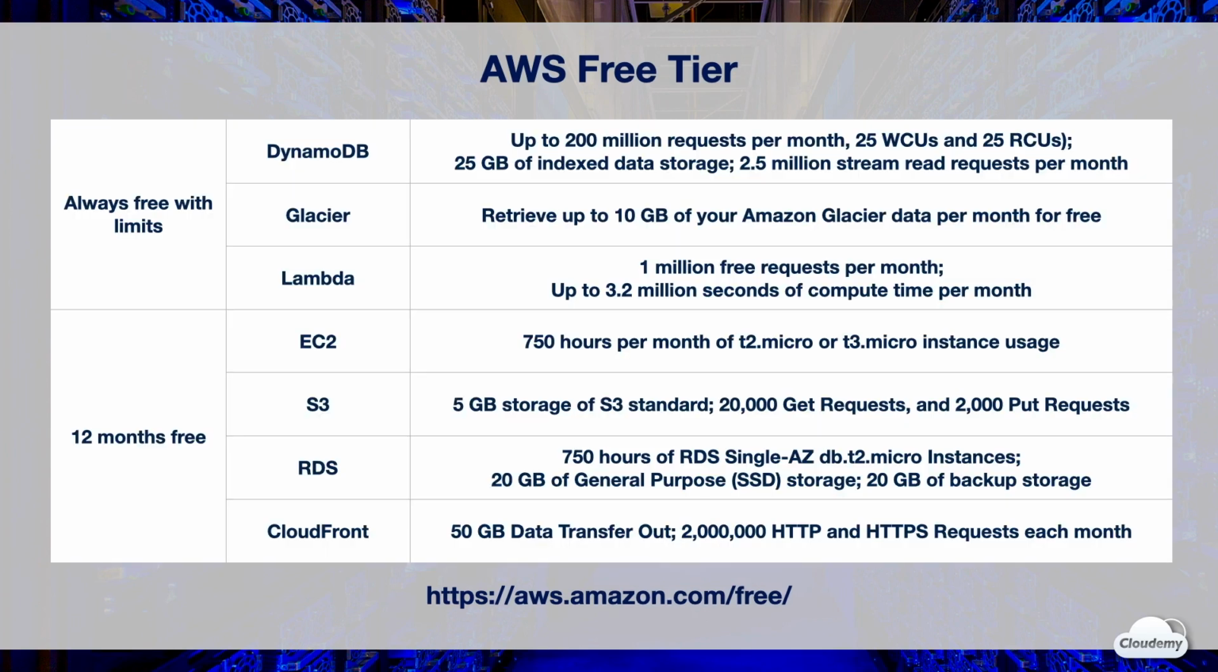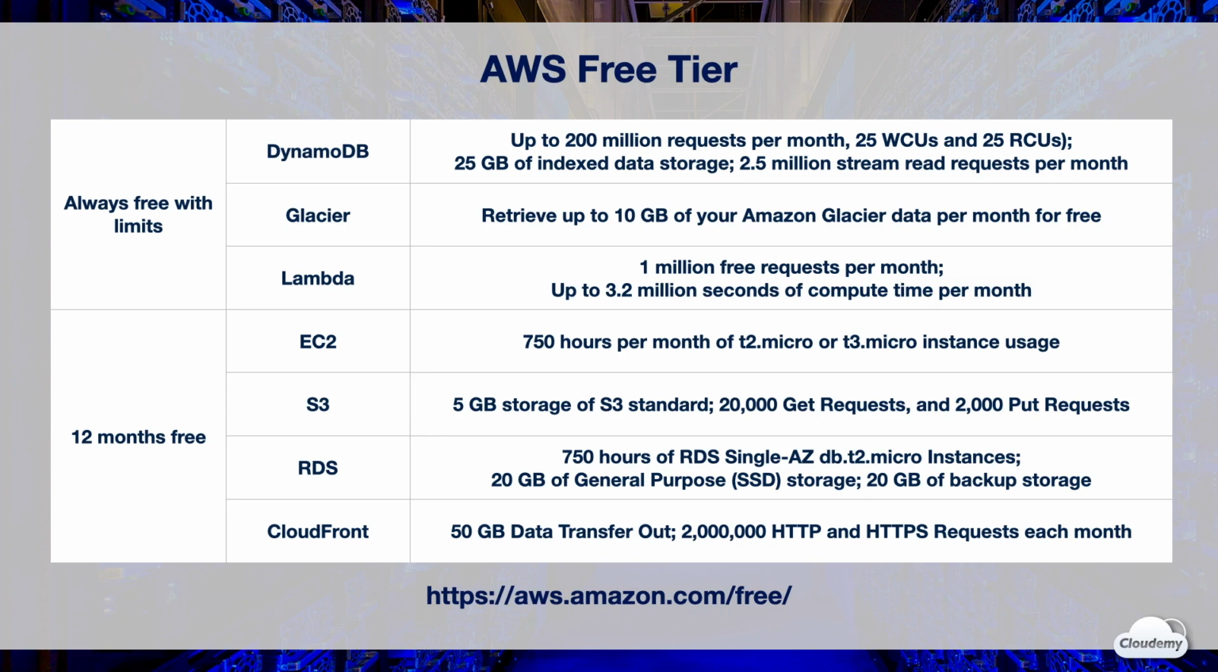Here are some examples of AWS free tier services. The following free tier services are always free with certain limits. Amazon DynamoDB gives you up to 200 million free requests per month, 25 free write capacity units and 25 free read capacity units, 25 gigabytes free index data storage, and 2.5 million free stream read requests per month. With Amazon Glacier, you can retrieve up to 10 gigabytes of data per month for free. AWS Lambda offers 1 million free requests per month, and up to 3.2 million seconds free compute time per month.